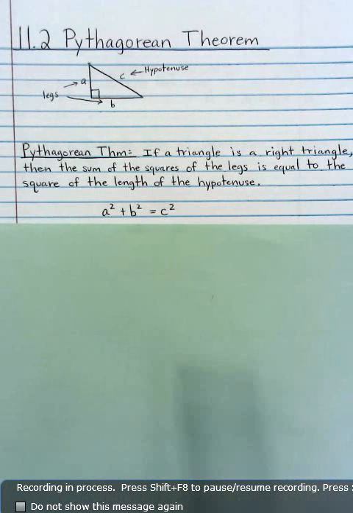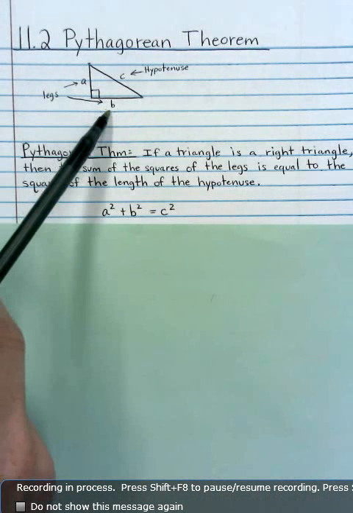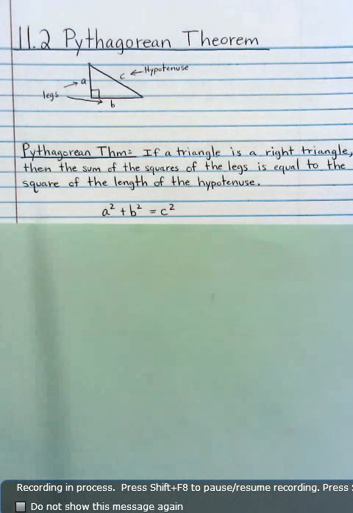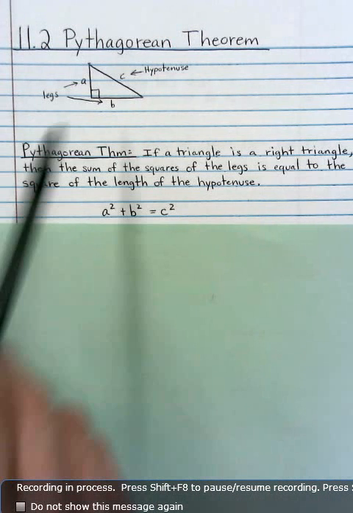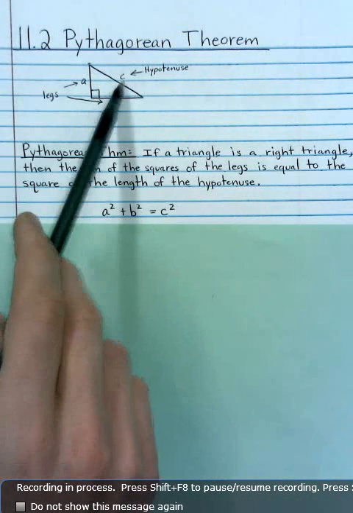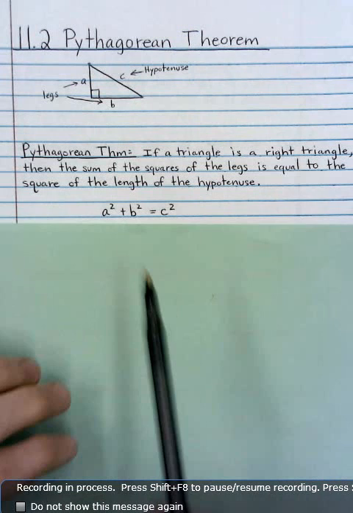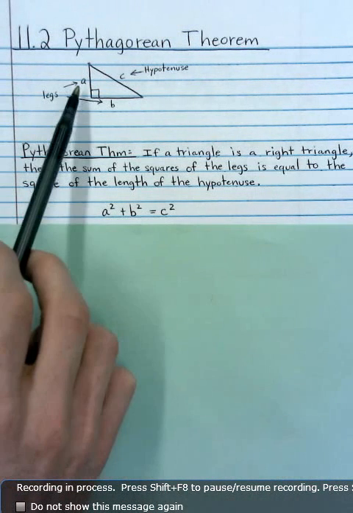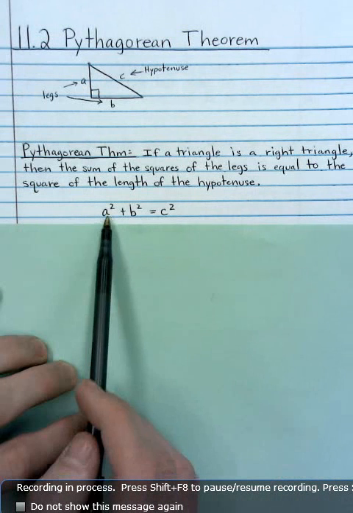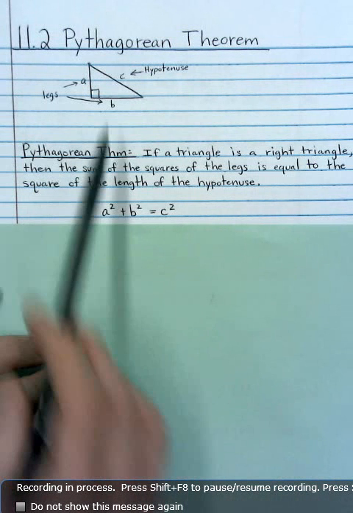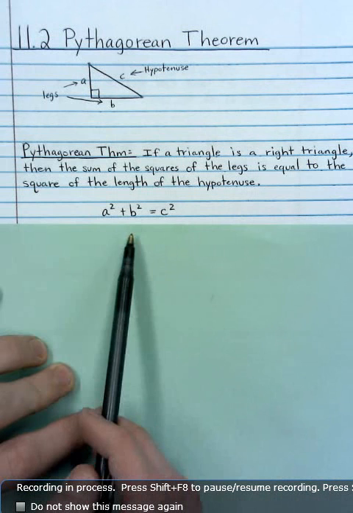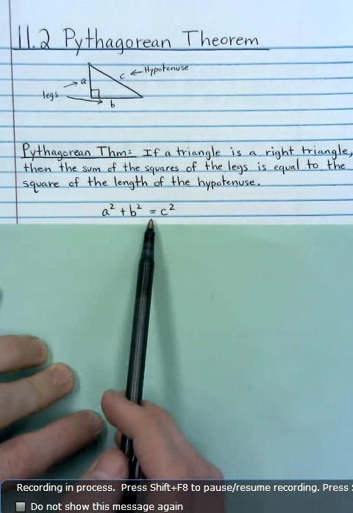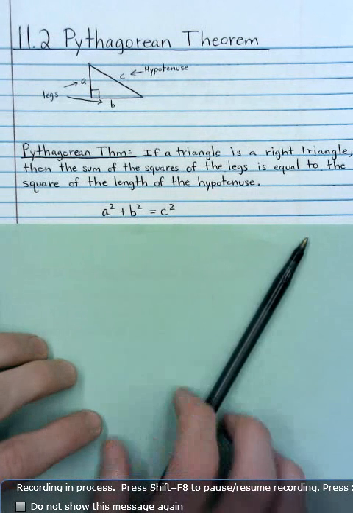So if we have a right triangle, we generally name the two legs A and B. It does not matter which one is A or which one is B. We generally name the hypotenuse C. So if you look at our equation down here, it's pretty simple. Take one side, whatever the length is, and you square it. Take the second side, you square it. When you add those together, they should equal the square of the third side.